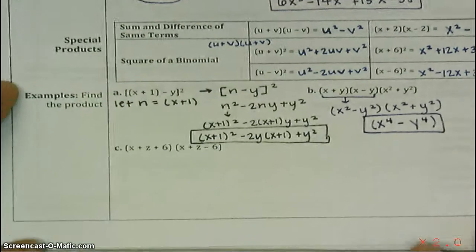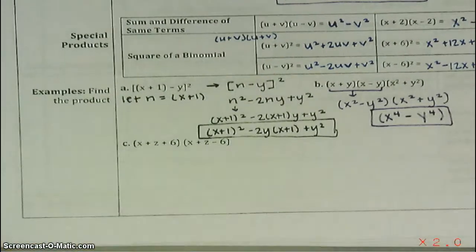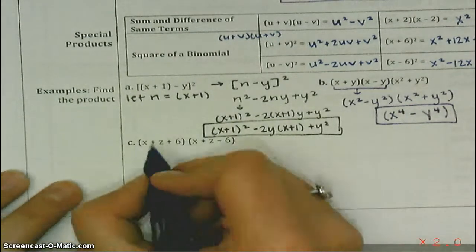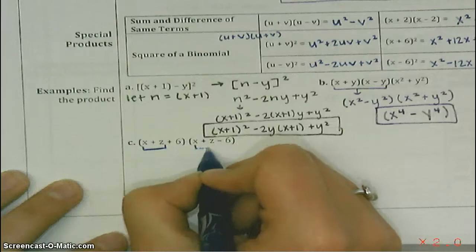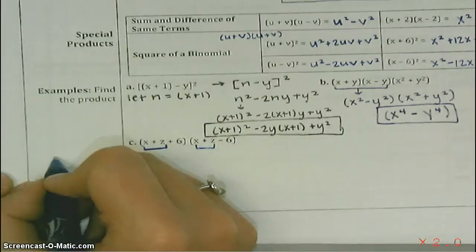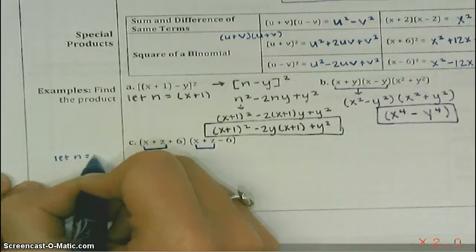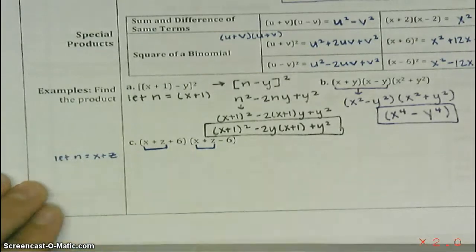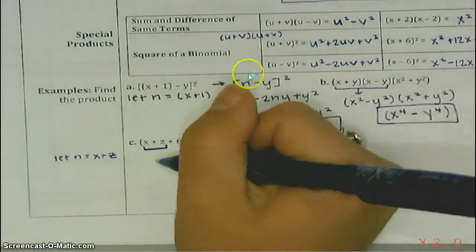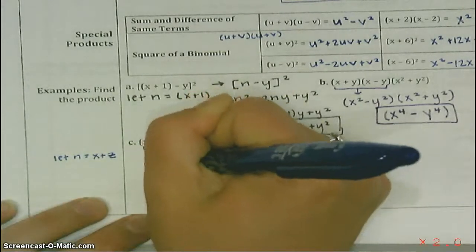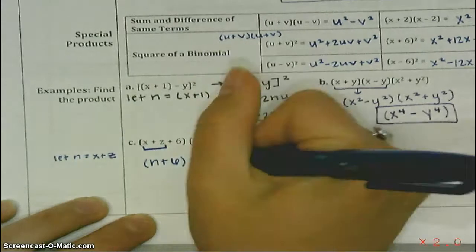This last part is a little bit, I guess, trickier to see which property you're going to use. What I would do is maybe identify anything that's the same in the first and last part. Both of these have an x plus z, and I'm going to use that substitution again, just so I can see it a little bit better. I'm going to let n be x plus z. So instead of having x plus z plus 6, I'm going to rewrite that so that it is n plus 6. And this is going to become n minus 6.